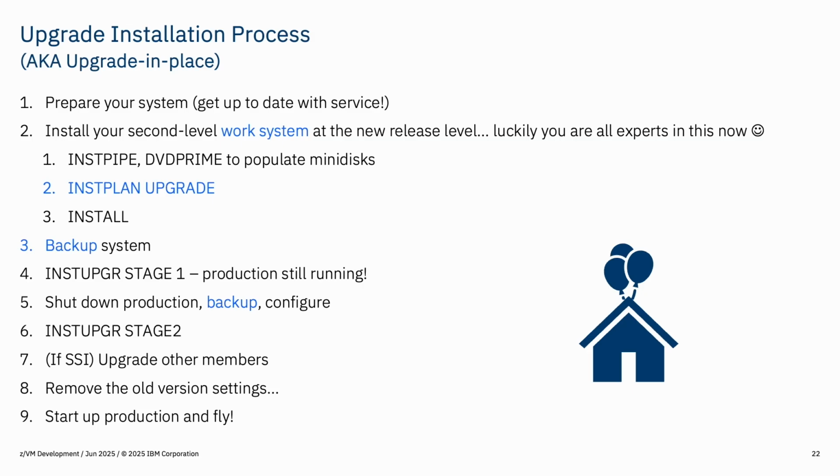Then you'll need to back up your system, and you'll run INSTALL UPGRADE stage 1. You can still be running production while doing stage 1 of your upgrade. Once you're done with that, you'll need to back up your system again and shut down production for stage 2 only. Then, if this were an SSI system, you would have to go around and upgrade all of those other members. Remember, the upgrade installation for an SSI system happens member by member, one by one. Then, once you've removed the old version settings, you can start up production and fly again.